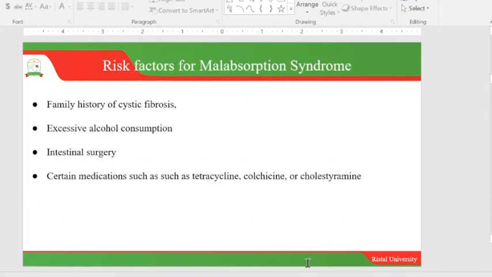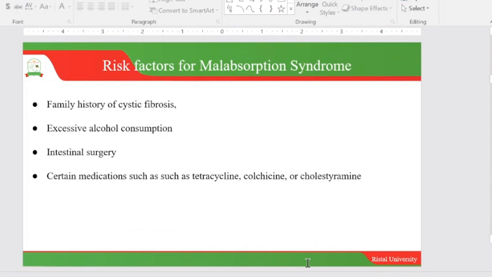So what are the risk factors of malabsorption syndrome? One, we are looking at a family history of cystic fibrosis, which we will see in detail. Excessive alcohol consumption, intestinal surgery. When we talk of excessive alcohol consumption, we realize that too much alcohol could damage the liver. And once it has damaged the liver, still we go back to malabsorption happening.